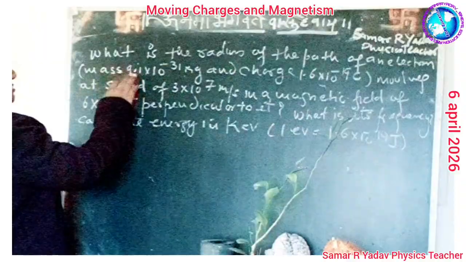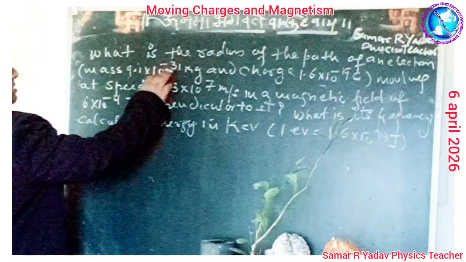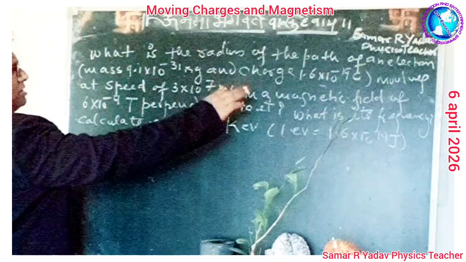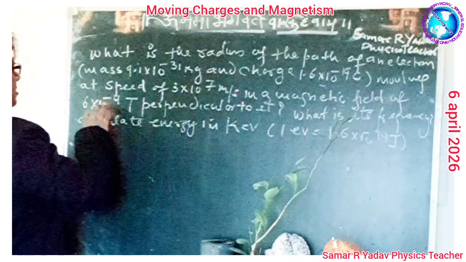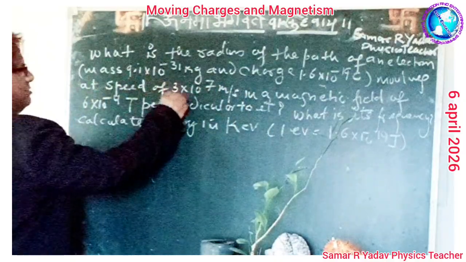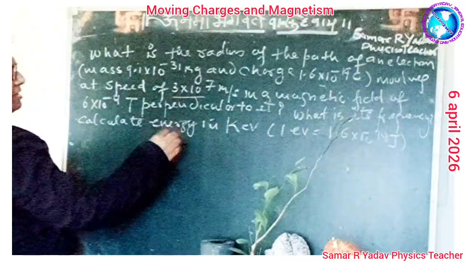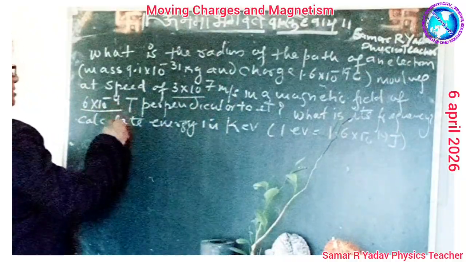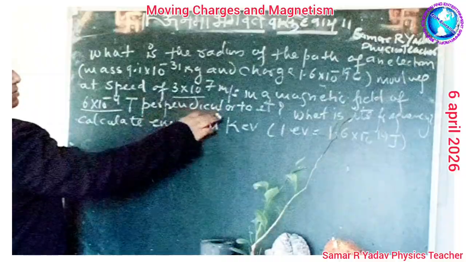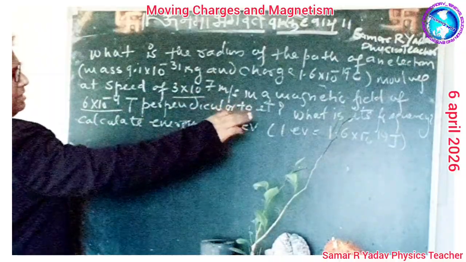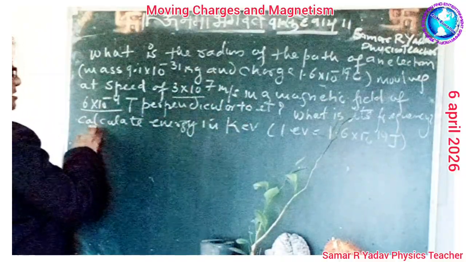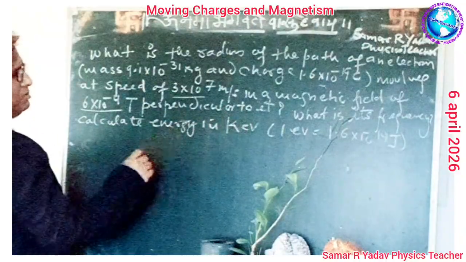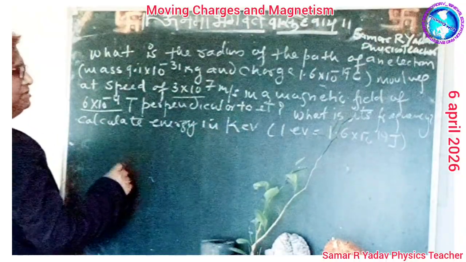The mass is given as 9.1 into 10 to the power minus 31 kg and the charge is 1.6 into 10 to the power minus 19 coulomb, moving at a speed of 3 into 10 to the power 7 meter per second in a magnetic field of 6 into 10 to the power minus 4 Tesla perpendicular to it. What is its frequency? And second, calculate the energy in kilo electron volt. 1 electron volt is equal to 1.6 into 10 to the power minus 19 joule.